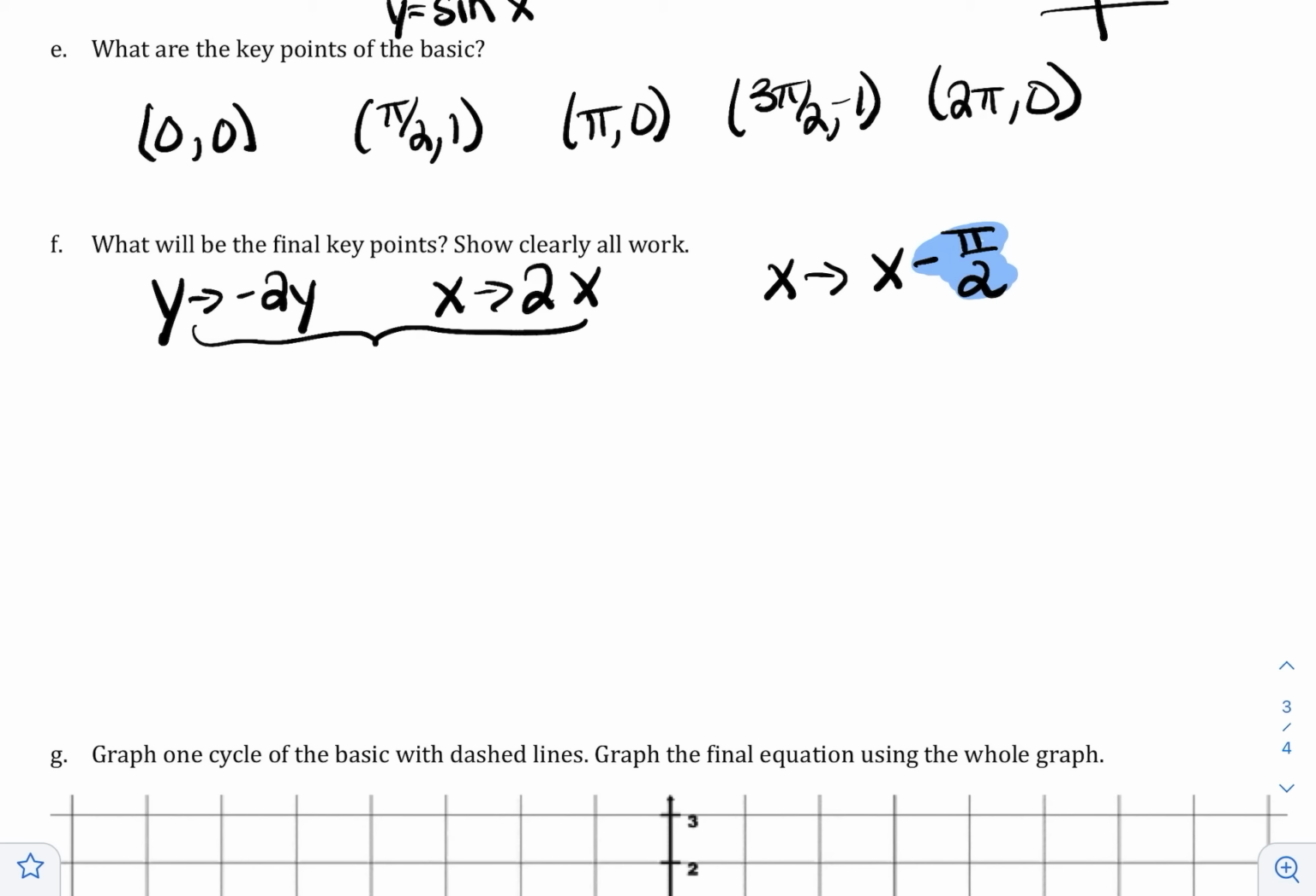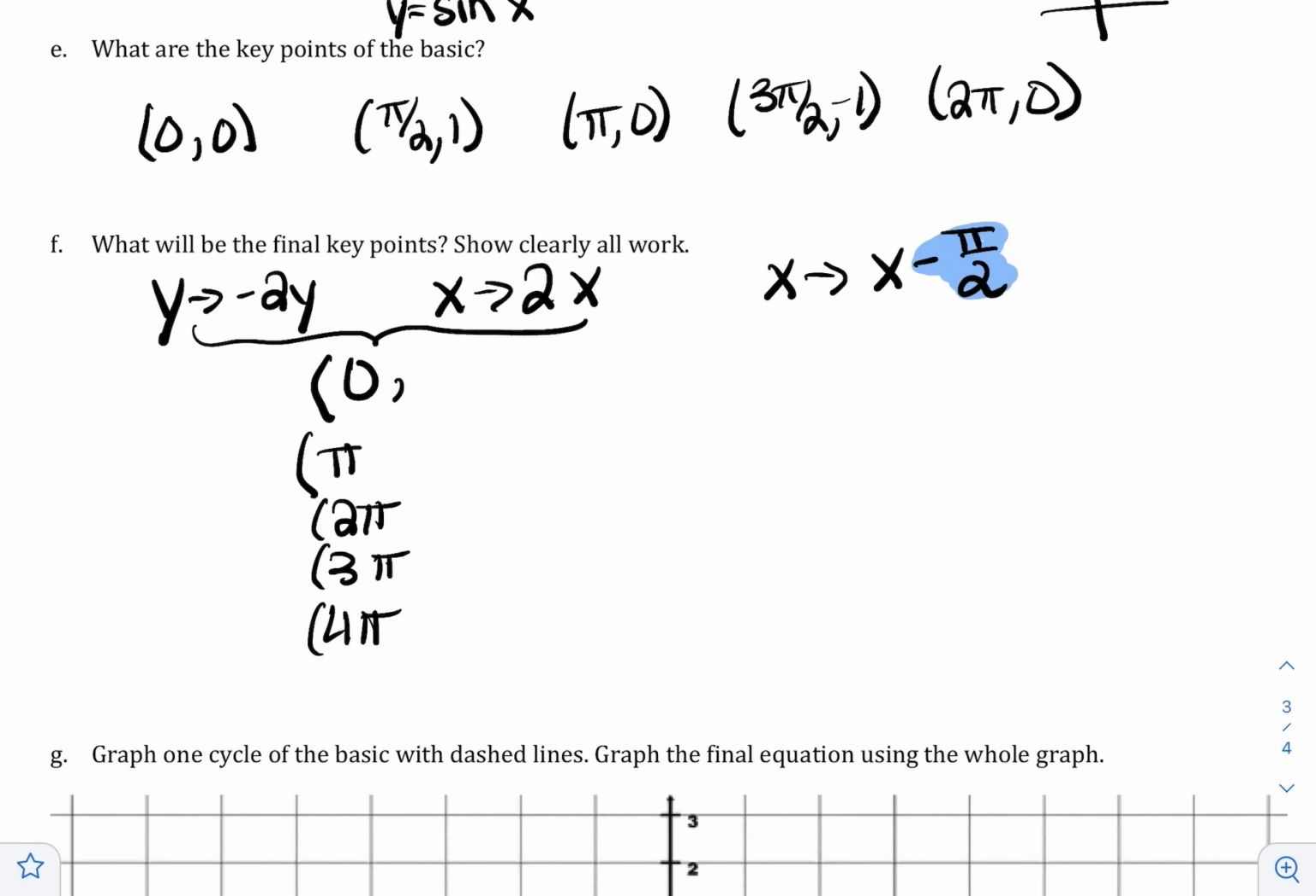So just to show, I'm going to do it. First I'm going to do the x's. 0 times 2 is 0. Pi over 2 times 2 is pi. Pi times 2 is 2 pi. 3 pi over 2 times 2 is 3 pi. And 2 pi times 2 is 4 pi.